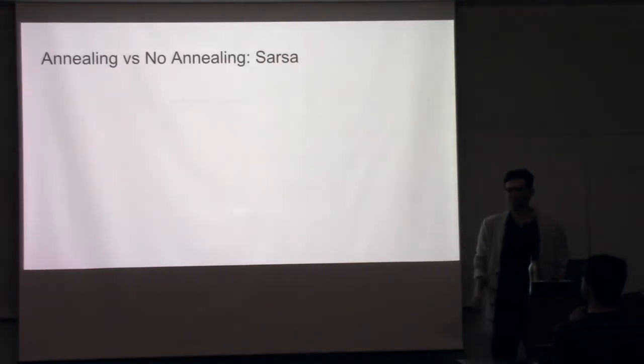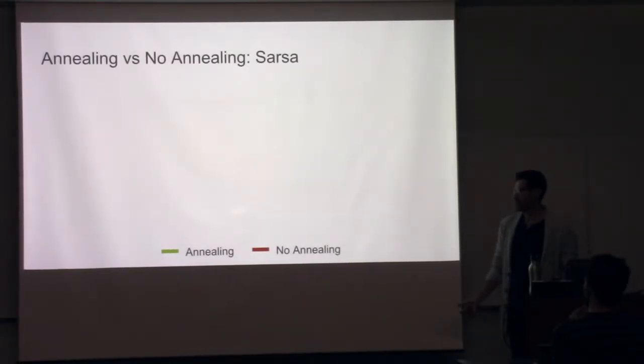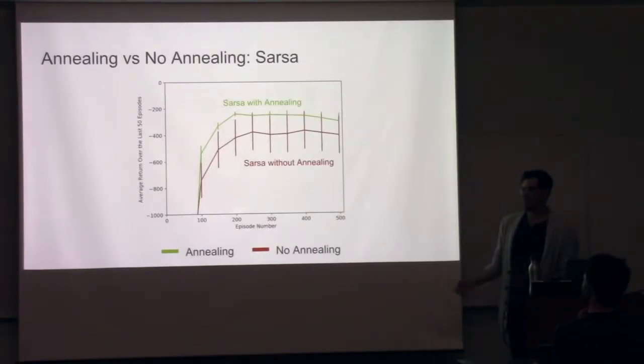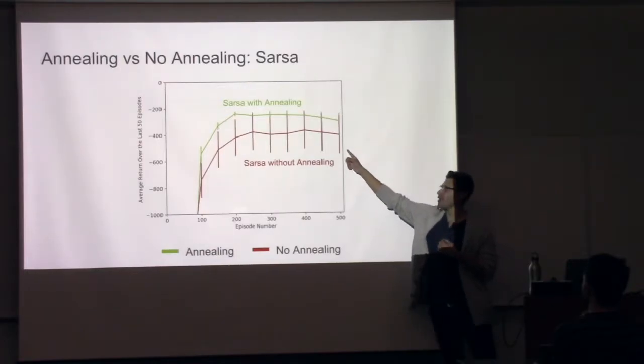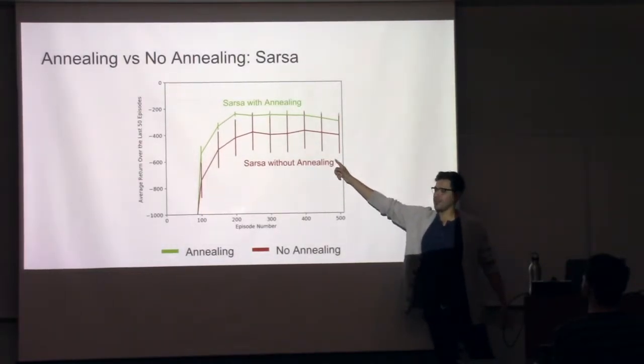Okay, so how do the results look? Annealing is going to be green. No annealing is going to be red. And really, there's not much significance. Maybe with more runs, we will show that Sarsa without annealing is worse.